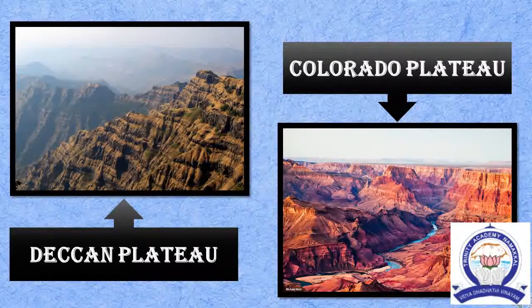Next, we can see other examples of plateaus. Colorado Plateau in North America and Bolivian Plateau in South America. Most plateaus are in dry regions and on the leeward side of the mountains. Children, what do you mean by leeward side? Leeward side means the side of the mountain that is sheltered from winds. It gives very little rainfall.